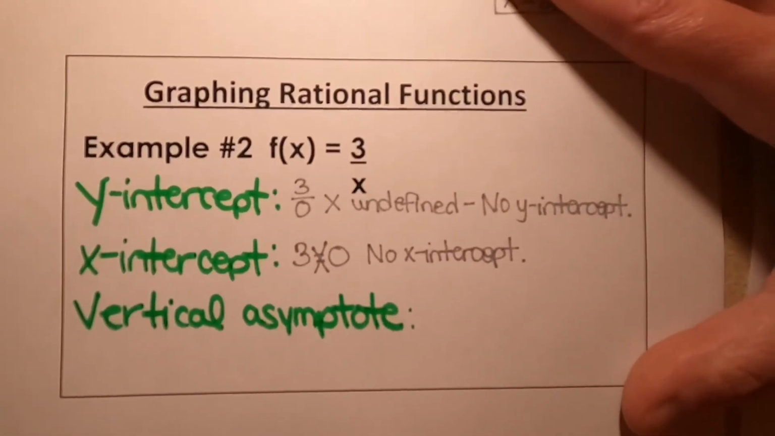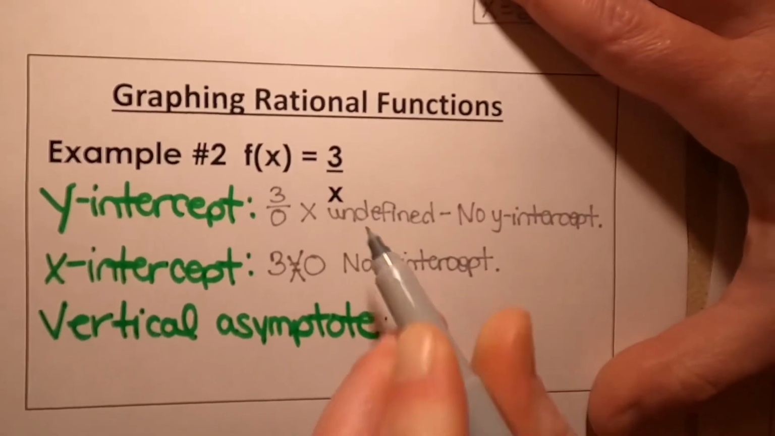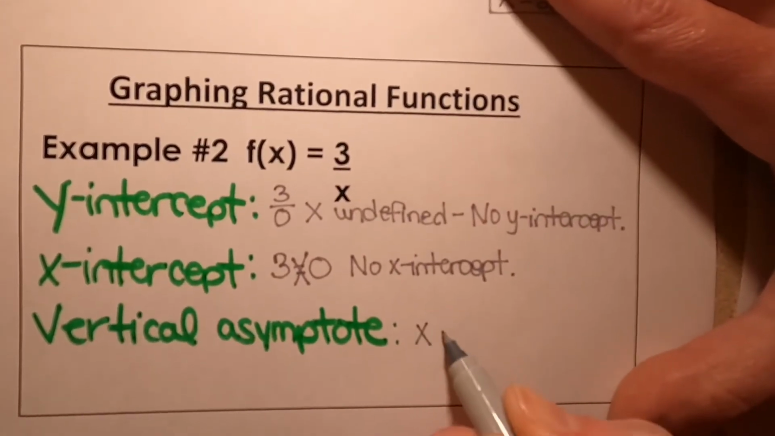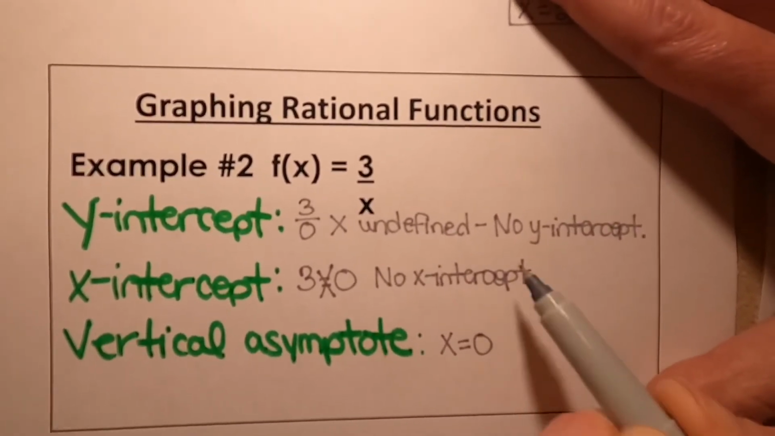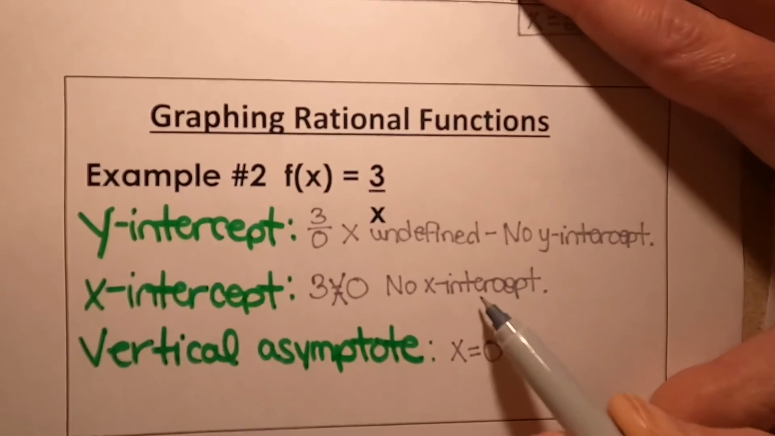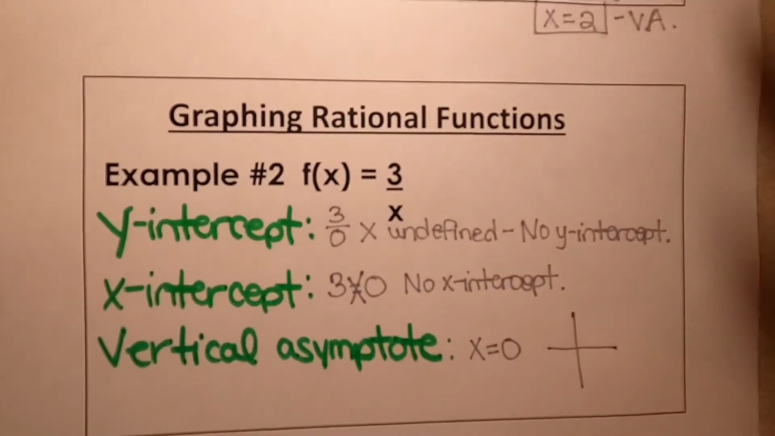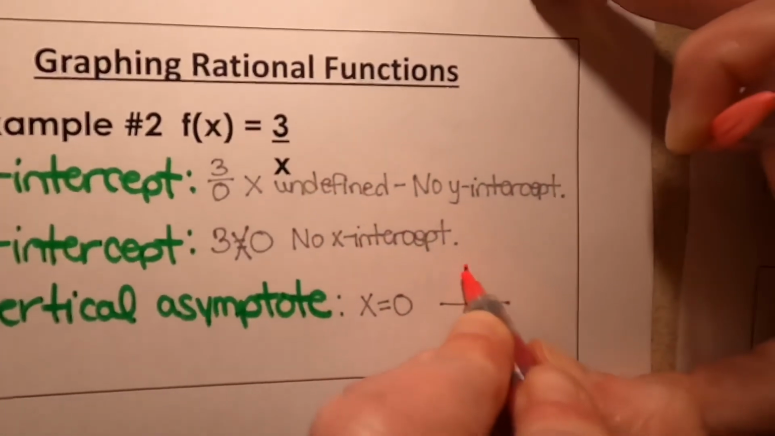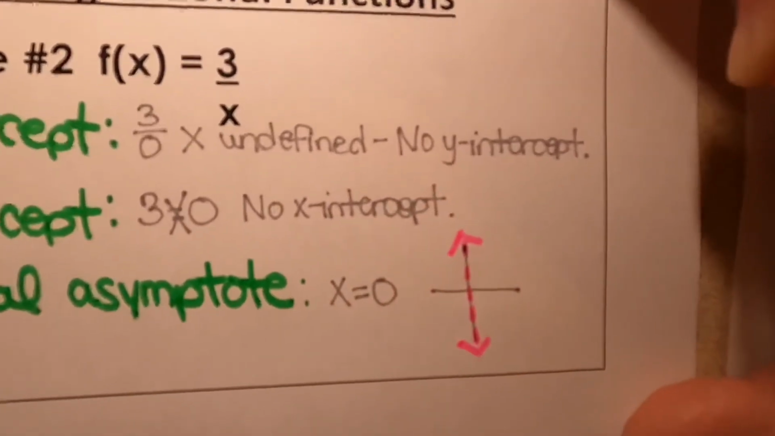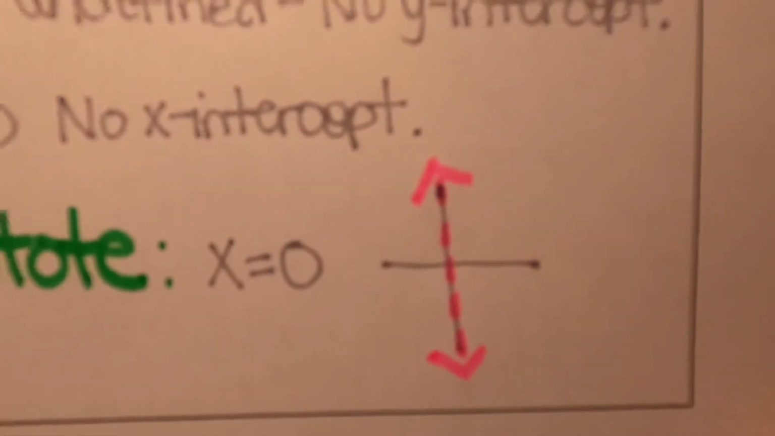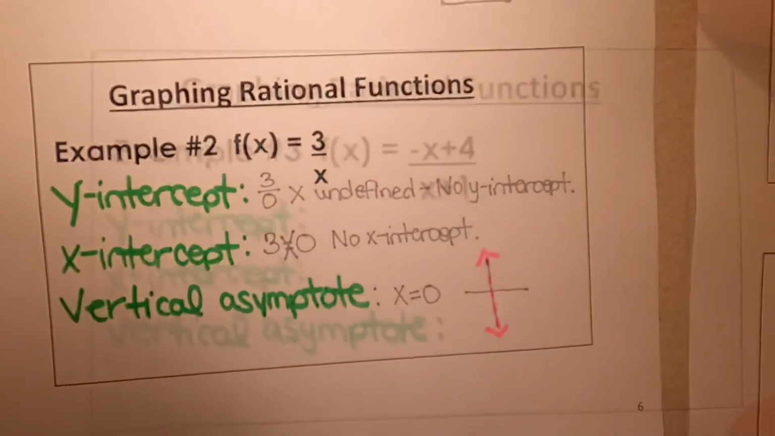Okay, let's check out the vertical asymptote. To find our vertical asymptote, we set the denominator equal to 0. When the denominator is just an x, x equals 0. Ding, ding, ding. That is why we do not have a y-intercept or an x-intercept. It's because eventually, when we graph this, you're going to have an undefined place going through the middle, like so. So that's why there was not an x-intercept or a y-intercept for this.